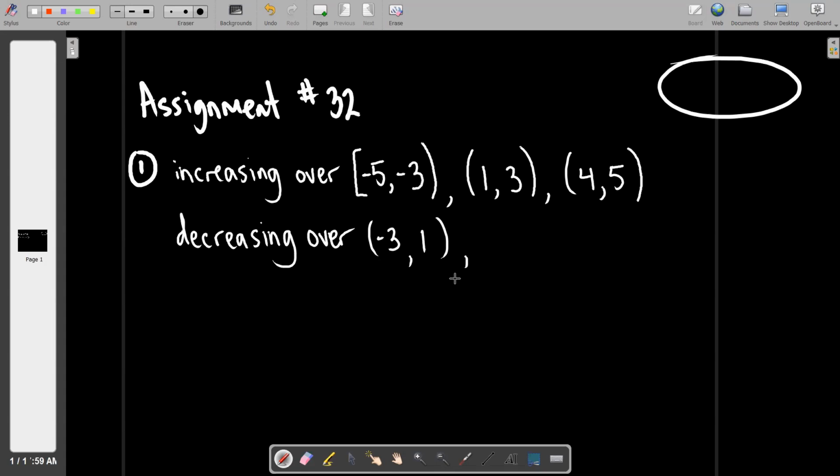And where does it go? It's a very short one. From where to where? 3 to 4. Very good.